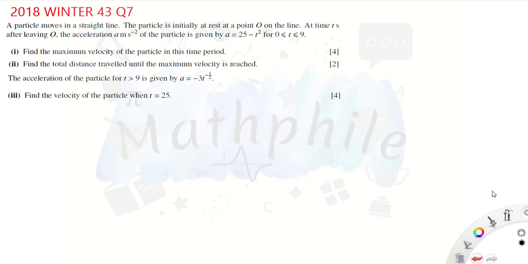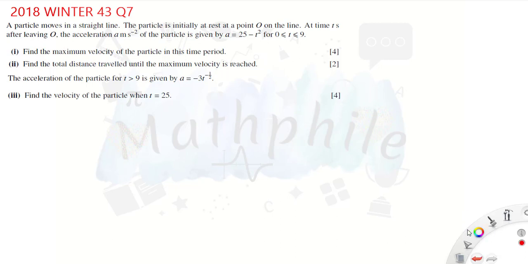2018, Apple 3, question 7. Oh, okay. It's not too difficult. You should get your final answer to be negative 30. That's what I got for this very question.